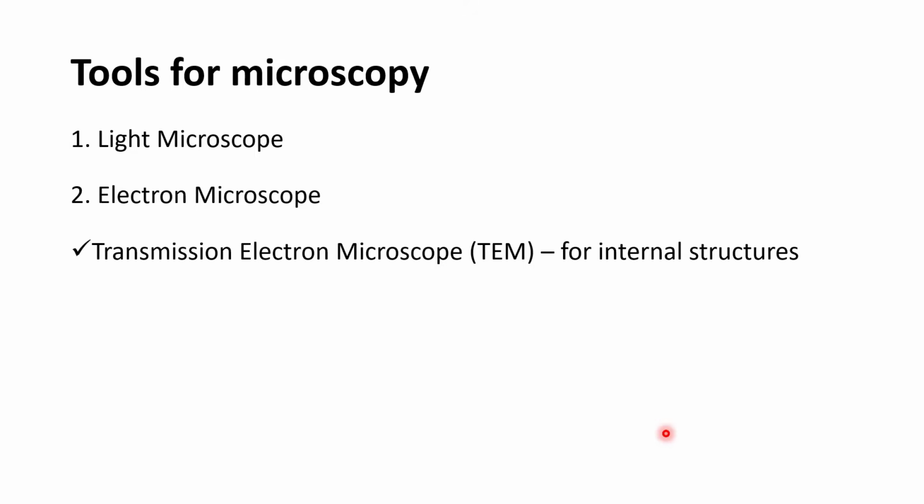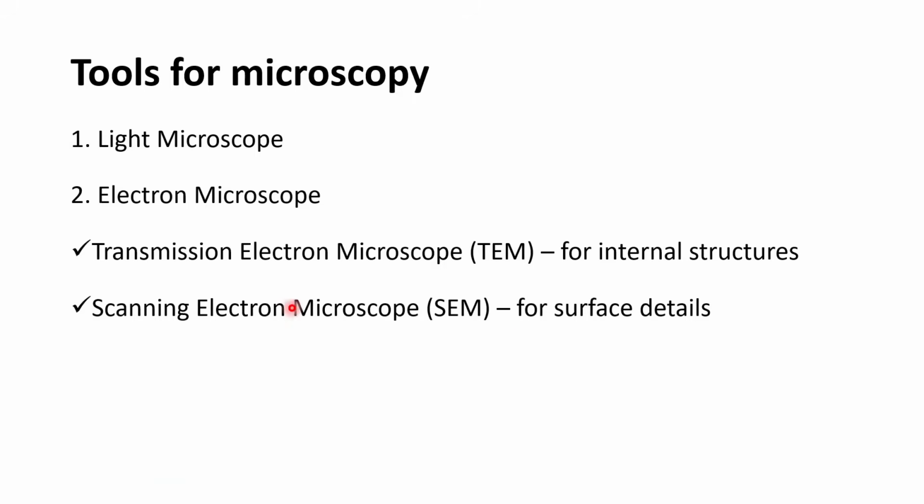So we have a couple of tools for microscopy. The simple one is a light microscope. Of course, you know that. We studied that in high school. Then the next one is the electron microscope. With the electron microscope, you can have two. Usually you have TEMs. TEMs are transmission electron microscopes, which are used to study internal structures. Then you have the scanning electron microscope, which is SEMs. These are used for surface details, so they can tell you the 3D of a certain structure.